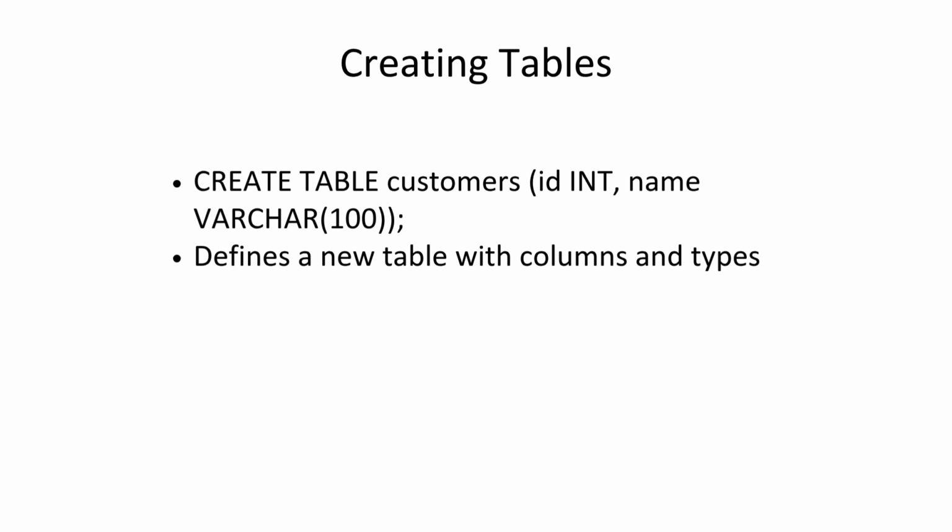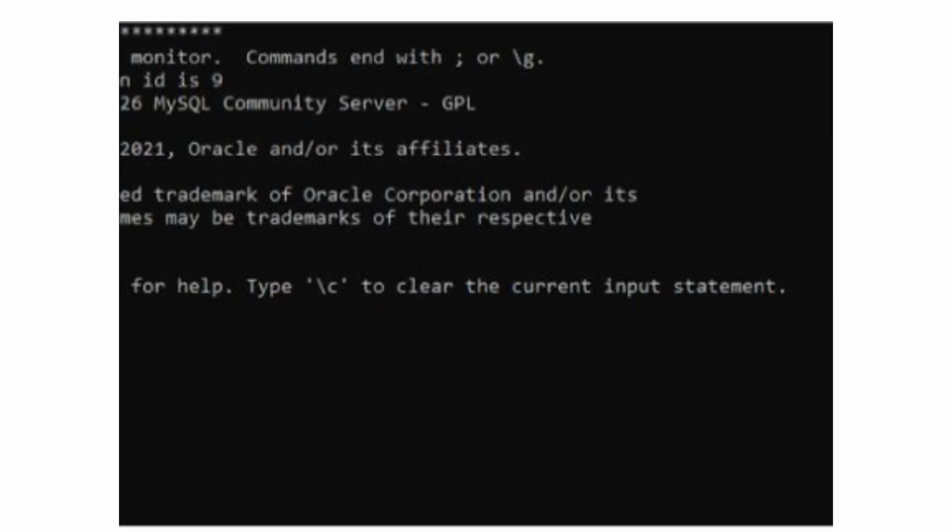Creating tables. CREATE TABLE is how we define a new table in SQL. Example: CREATE TABLE customers (id INT, name VARCHAR(100)). This creates a customers table with 2 columns, id as an integer and name as a string up to 100 characters. You can add constraints like PRIMARY KEY, NOT NULL, and more.